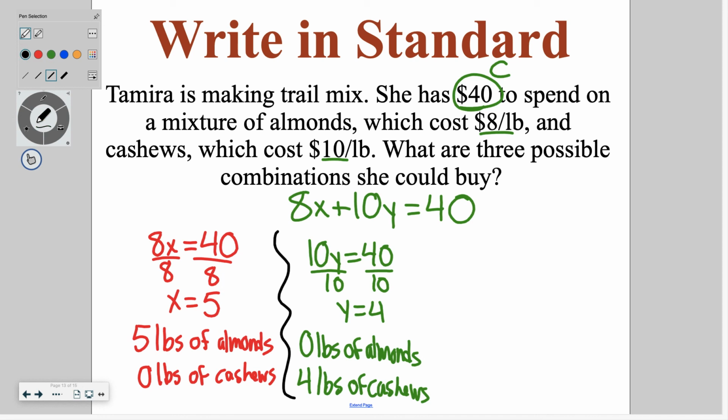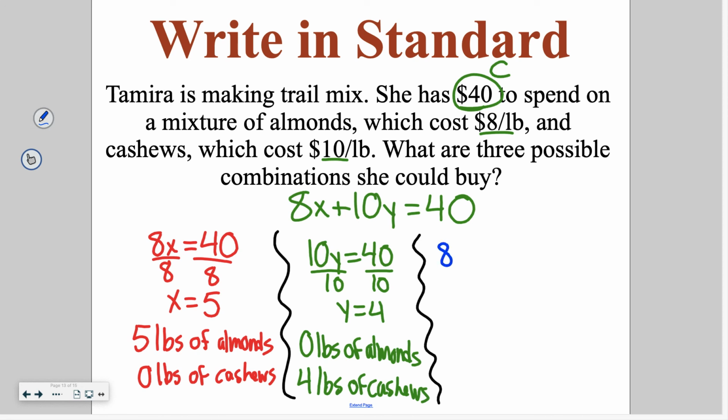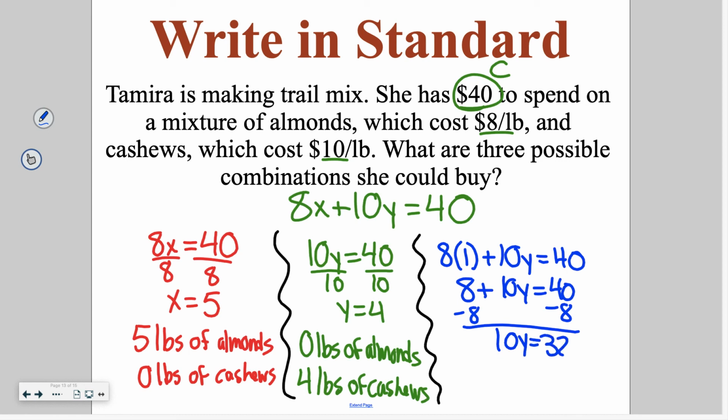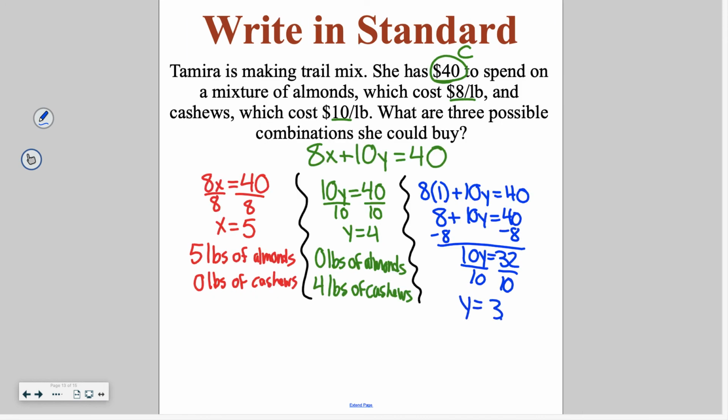And then the last one, you just have to pick a value. So we've solved for each of our intercepts. Now I'm going to say what happens if she buys 1 pound of almonds. So I plug in 1 in the place of x, and I'm solving for y. 8 times 1 gives me 8, so I've got 8 plus 10y is equal to 40. Subtracting 8 from both sides, I get 10y is equal to 32. Dividing both sides by 10, I'm going to end up with an answer of y is equal to 3.2. So what that means is if she buys 1 pound of almonds, then she can buy 3.2 pounds of cashews.